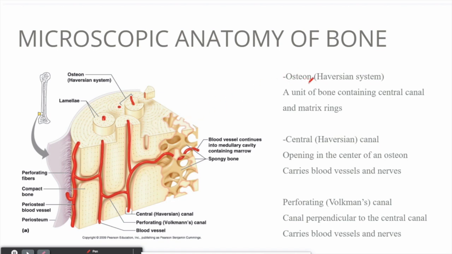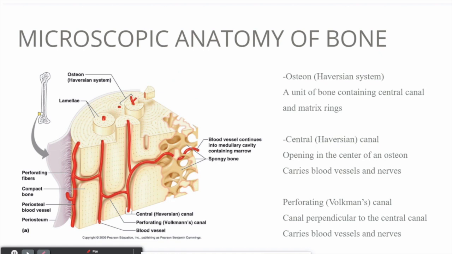The first thing we want to know is something called an osteon. An osteon is also known as a Haversian system. A Haversian system is a unit of bone containing a central canal and a matrix of rings. So this whole thing here that I'm circling is an osteon or a Haversian system. We see one Haversian system, two, three, 4, 5, 6, 7. We see lots of Haversian systems here, so each one of these large circular portions would be a Haversian system.